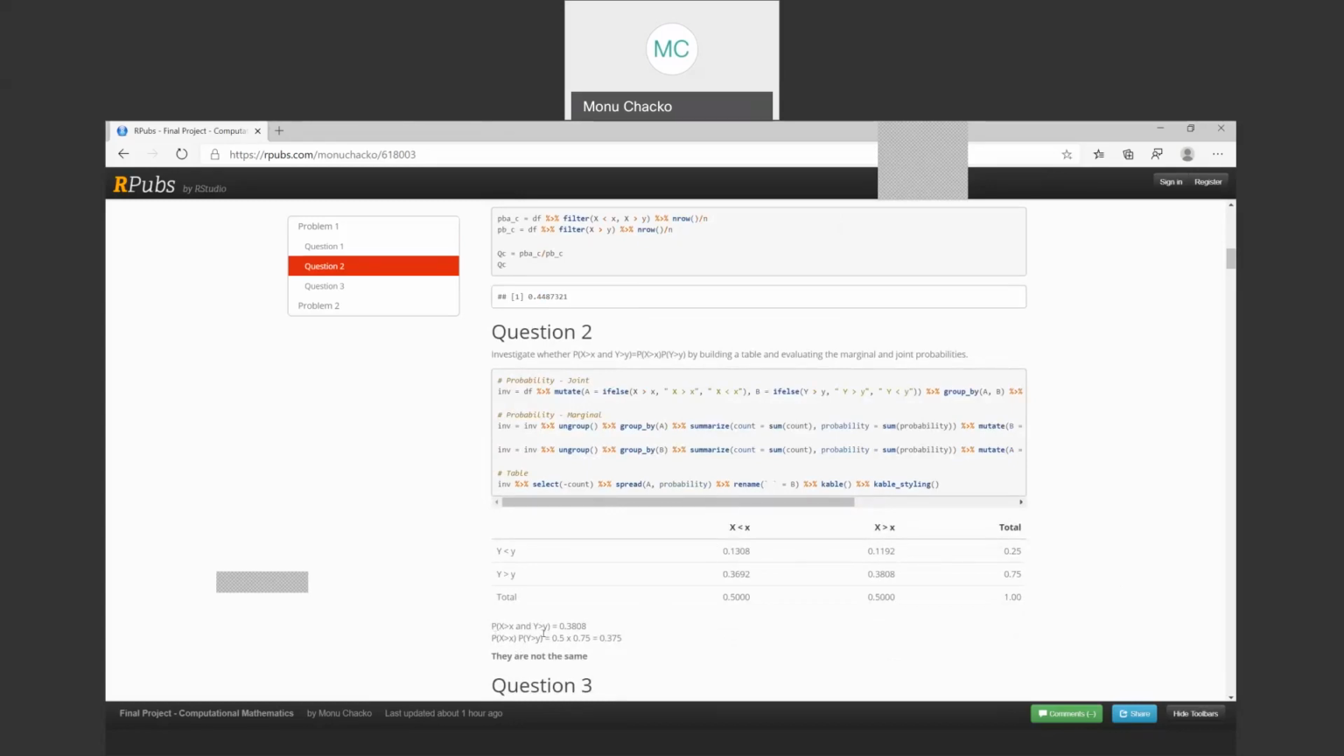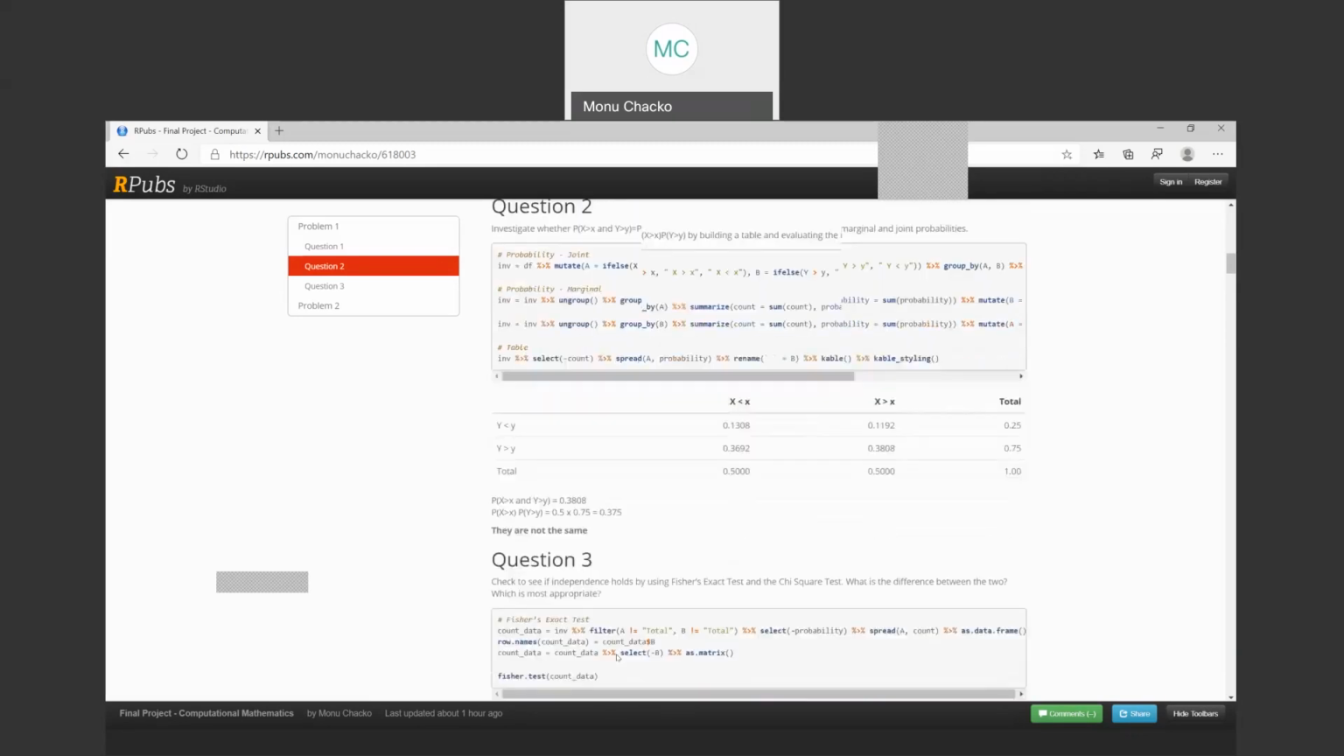So the first probability is given A and B, that is 0.3808. That is this one here. And the second one is product probability A and B. That is 0.5, this one, and this one. So we multiply, find the product of that. And obviously we find that 0.38 is different from 0.37. So they are not the same. That's the conclusion.